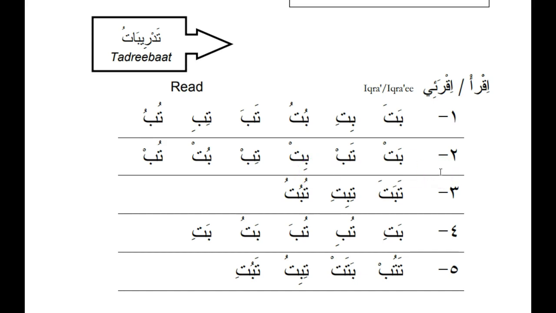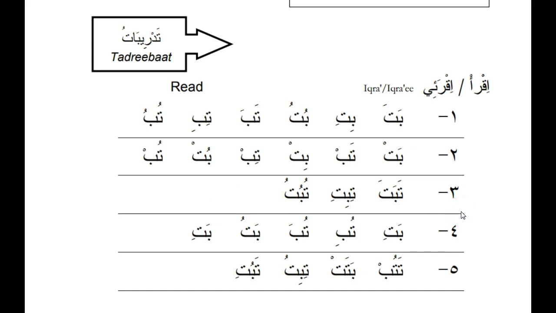Ithnan. Ba with fatha, ba. Ta with sukun, bat. Ta with fatha, ta. Ba with sukun, tab. Ba with kasra, bi. Ta with sukun, bit. Ta with kasra, ti. Ba with sukun, tib. Ba with dhamma, bu. Ta with sukun, but. Ta with dhamma, tu. Ba with sukun, tub.